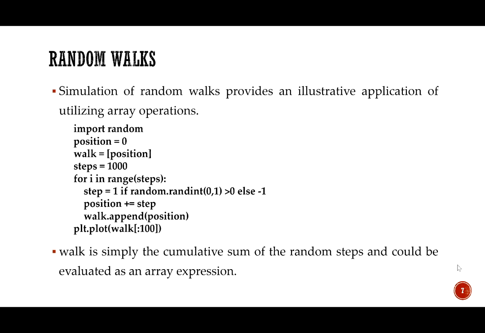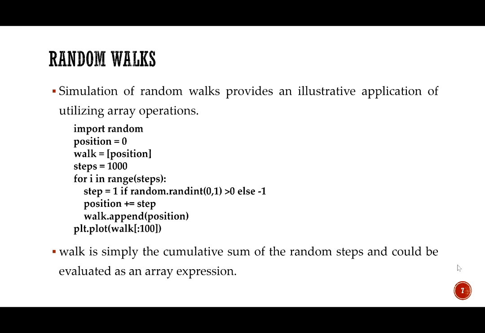So it starts at 0, and at each step it moves one step forward or one step backward. In other words, it moves +1 or -1 with equal probability. You can think about flipping a coin. If it is head, then we move +1 or one step forward. If it is tail, then we move -1 or one step backward.